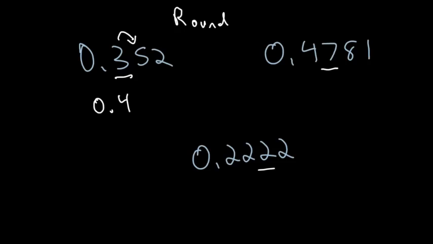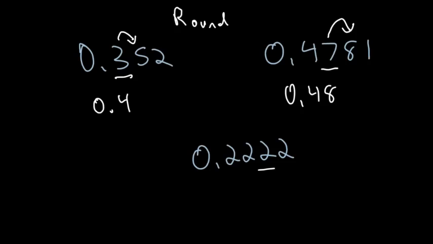Next we got 4,781 10,000ths. And we're going to round to the hundredths place. So the 7 looks at the 8. 8 is greater than 5. So it rounds up. So it would be 0 and 48 hundredths for our rounding.